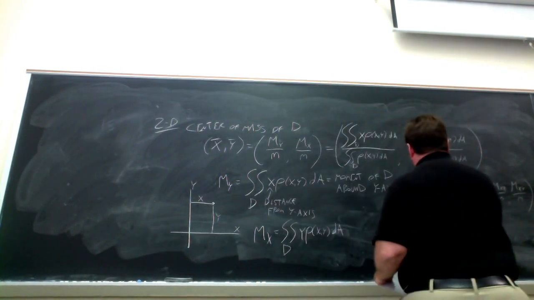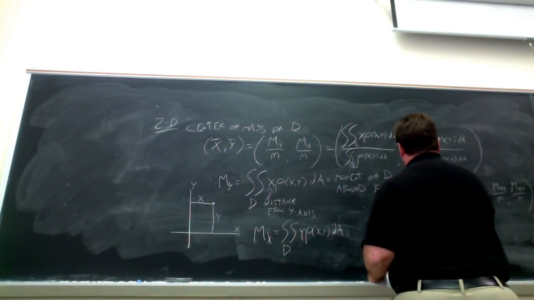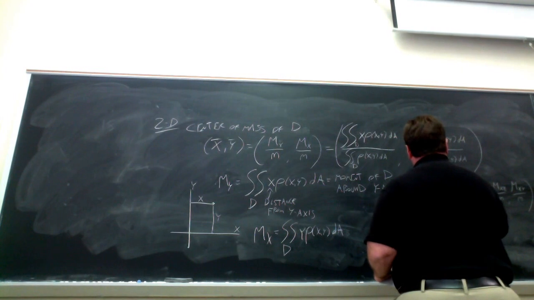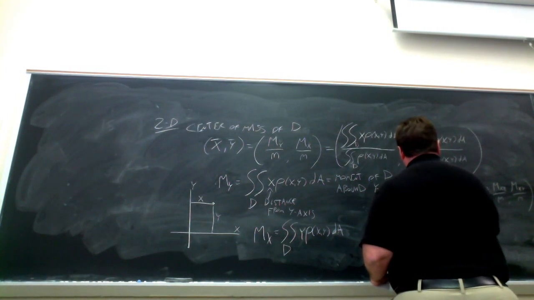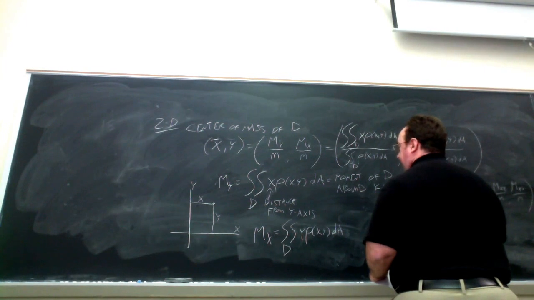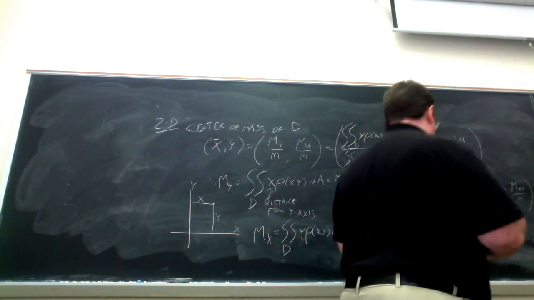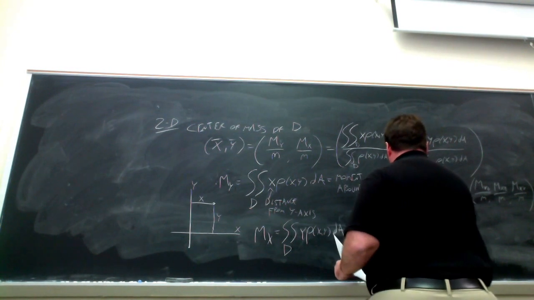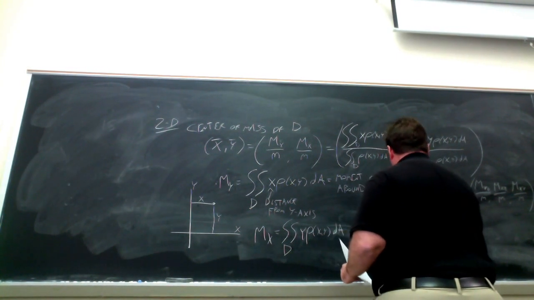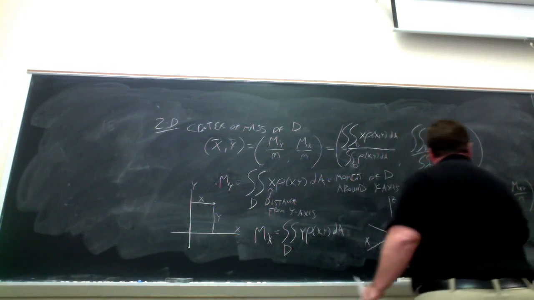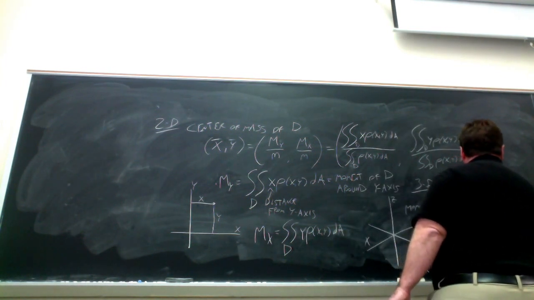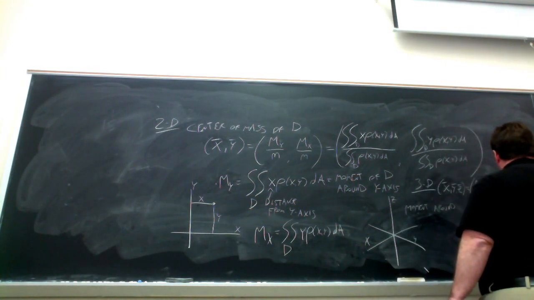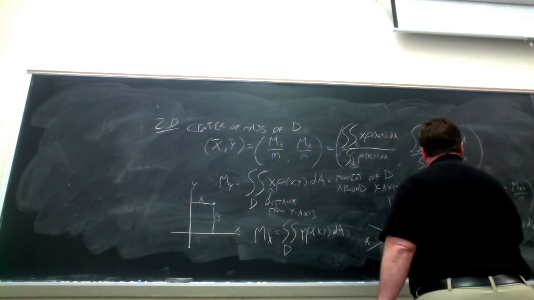So for instance, the moment around the plane, well, so I could say, we're in 3D, and x times the density. This is a triple integral now. All right, so this is my definition for M_yz.